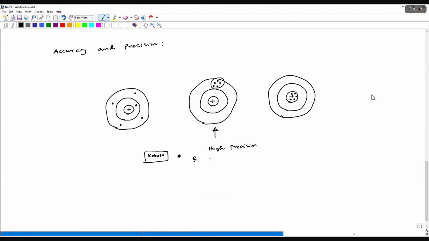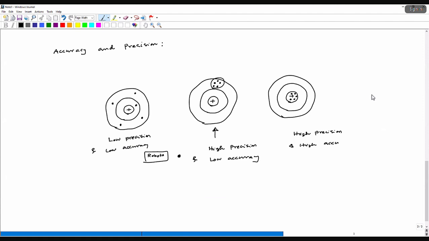and low accuracy. This is a case where low precision and low accuracy. And this is a case where you have high precision as well as high accuracy.